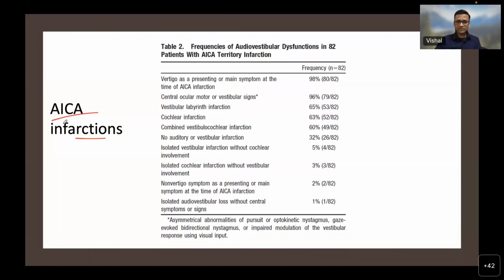But if a patient has anterior inferior cerebellar artery infarction, there was one study which said that 96% of patients had some central ocular motor or vestibular signs. So another take home message is that whenever a patient presents with vertigo, it is the time to look into the eyes of the patient. It is very important to do a thorough ocular motor testing, because we can pick up a stroke in a patient seemingly presenting like labyrinthitis or an acute attack of Meniere's disease. It's very important to check for other central ocular motor signs to differentiate it from anterior inferior cerebellar artery infarction.